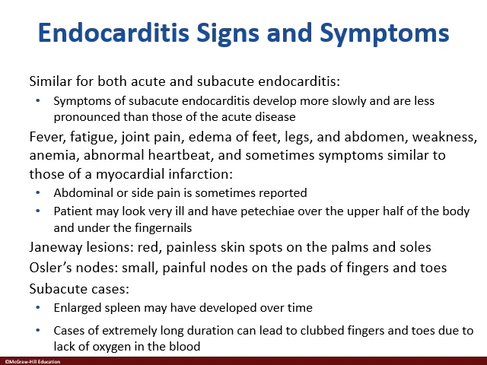The weakness, the anemia, lower oxygen levels, nutrient levels getting into the tissues isn't going to be there where it should be. You're also going to have what is called myocardial infarction, meaning that the electrical rhythm, the contractions that you would see, is going to be altered. For some patients, there's also going to be some either abdominal or side pain associated with acute or subacute endocarditis.